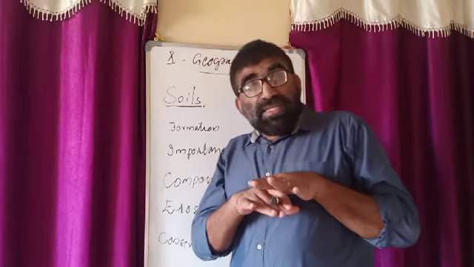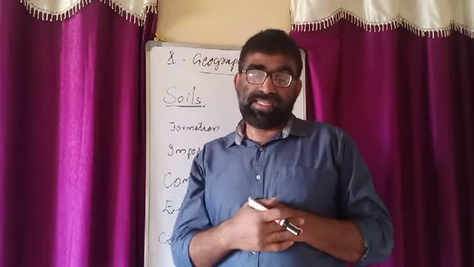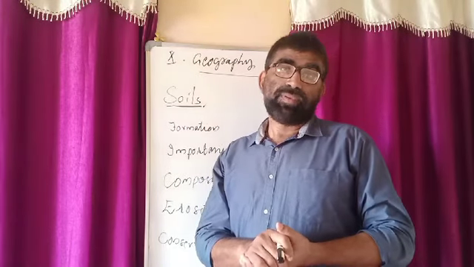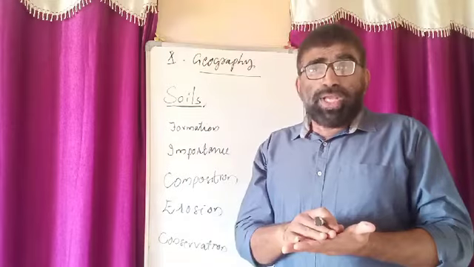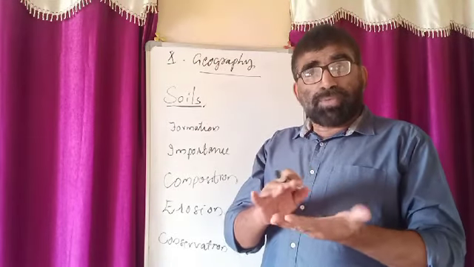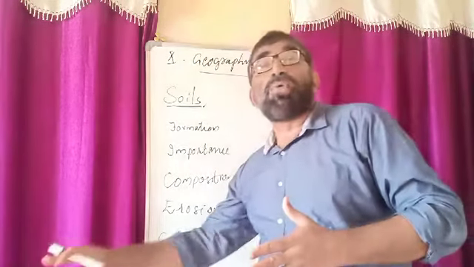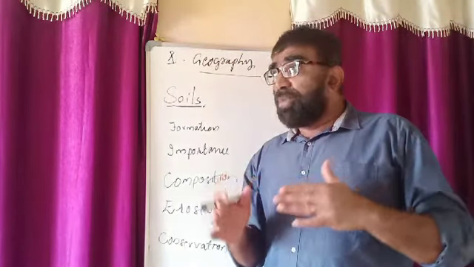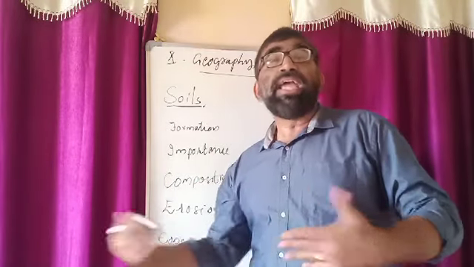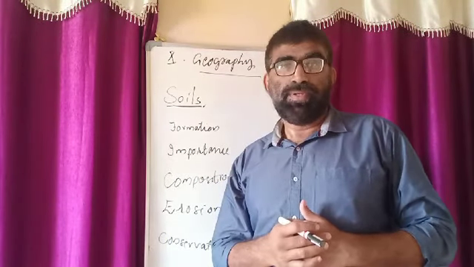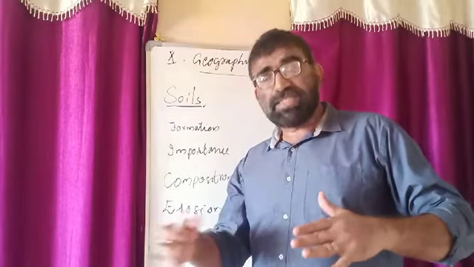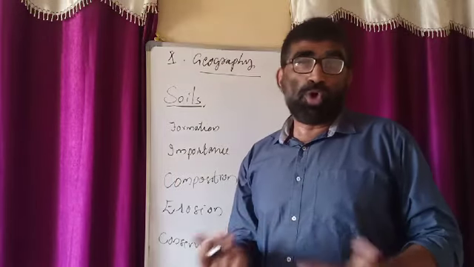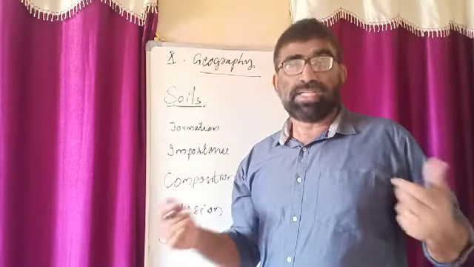Then next one, the relief and the slope of the land. Soil which is found on the mountains is thin, and which is found in the valley is a thick layer. So, the mountain soil is disturbed by the agents of erosion. This is taken from this slope, from this mountain, and that is deposited in the lower layers. Slope of the land also determines the thickness of the soil.